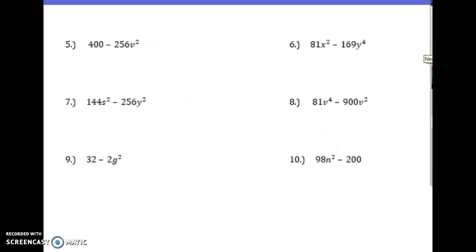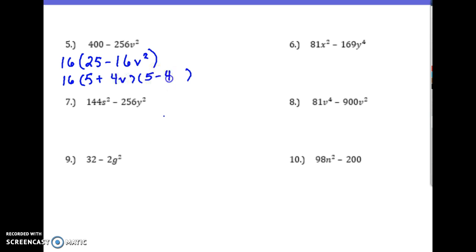Okay, number 5 has a greatest common factor. It would actually be 16. So 16 times 25 minus 16b squared. Okay, now again, I have a difference of perfect squares. So 25 is a perfect square. We can say 5 and 5, and then plus 4v and minus 4v.